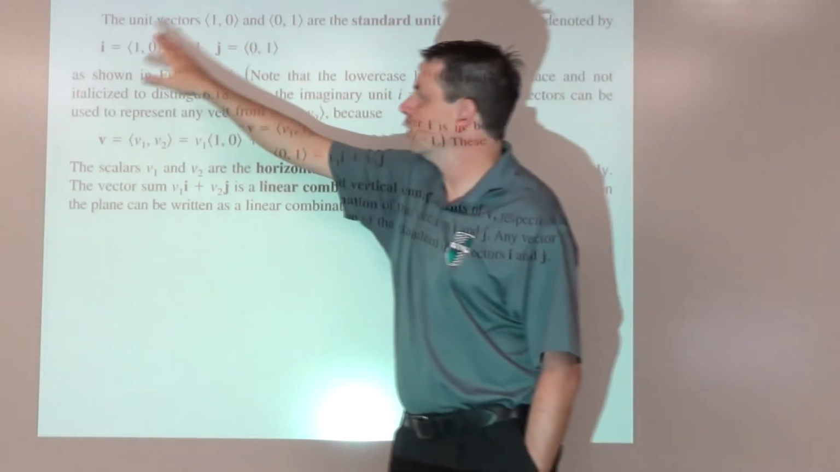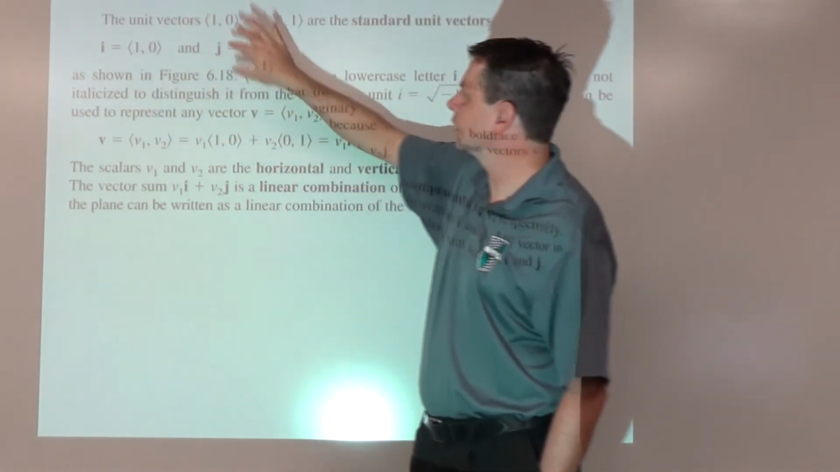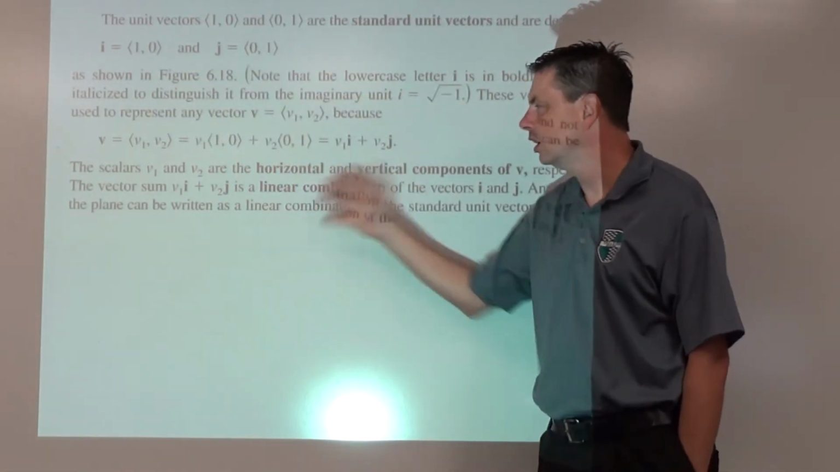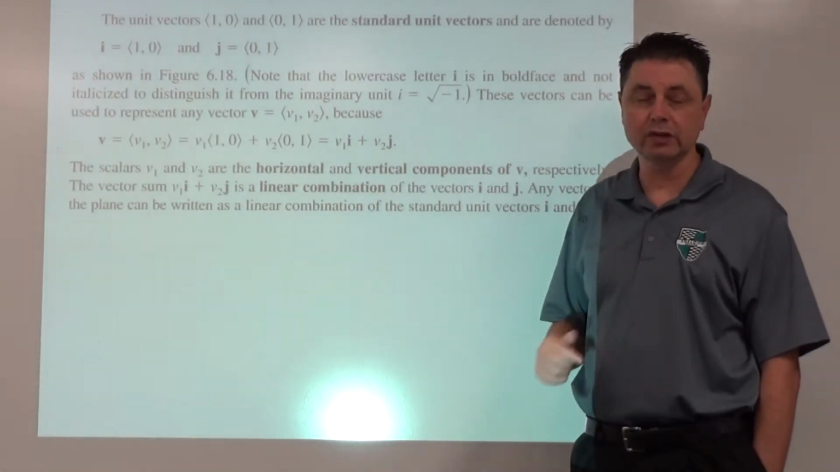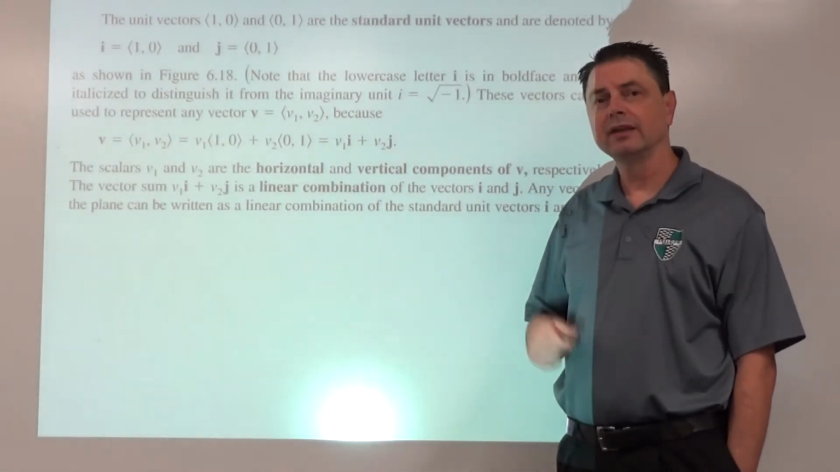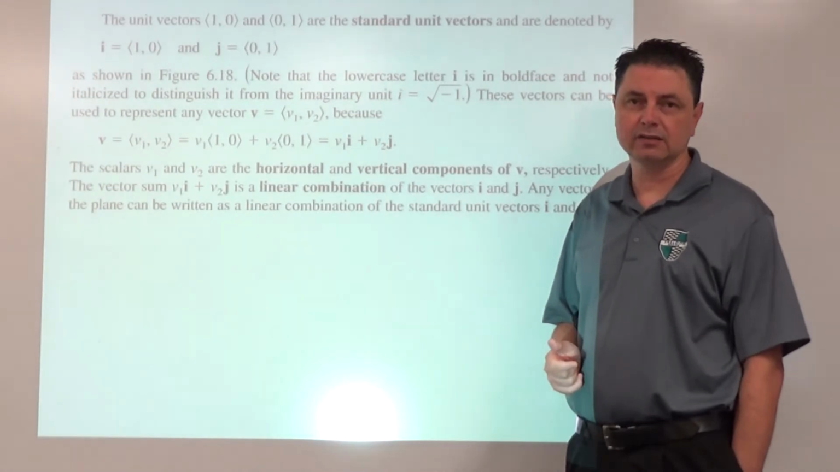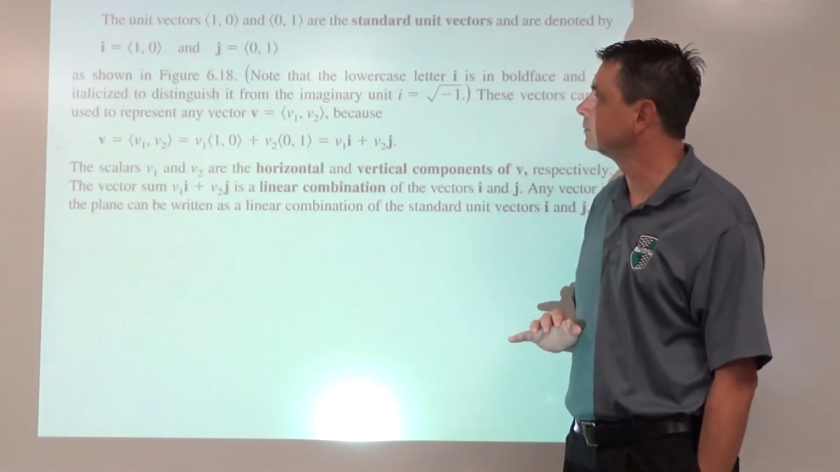So this is the horizontal unit vector. Here is the vertical unit vector. We can write any vector as a linear combination of those. There will not be a comma. There will not be pointy brackets. Not in this form.